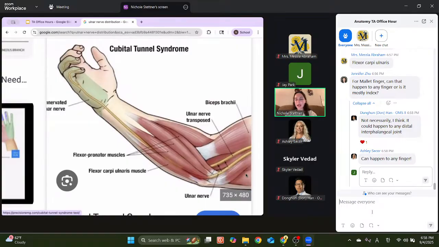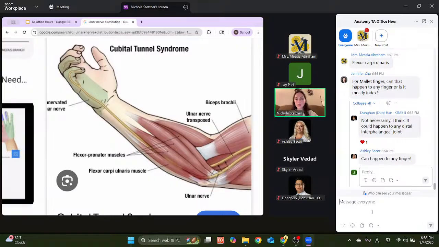Does anyone have any distinct questions about just the cubital tunnel before I move on to Guyon's canal syndrome? Okay, I'm going to say that's a no. If you do, let me know. And if anything was unclear, please let me know.